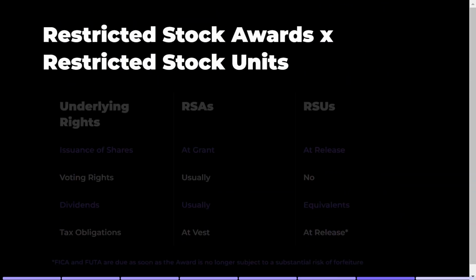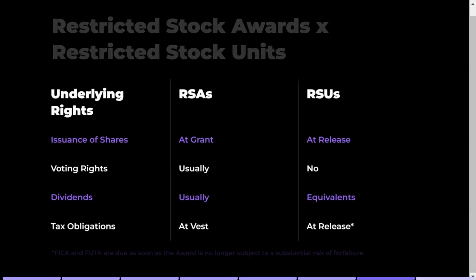So, the restricted stock awards and units, we have talked about their differences against the options, but we have not yet talked in depth about the differences between one and the other. Now, let's talk about these differences. The issuance of shares on restricted stock awards and units is the first one, and I mentioned it en passant in a few slides earlier. So, RSAs have shares being issued at grant.